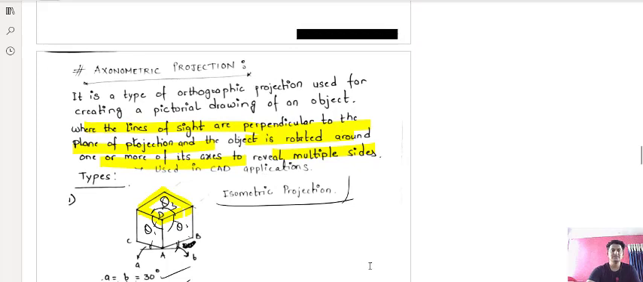That means it is a type of projection in which the pictorial drawing of an object is drawn where the line of sight is perpendicular to the plane of projection.